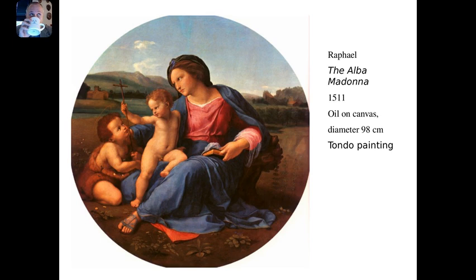We see accurate anatomy, but it's not overly exaggerated like we found with Michelangelo. Once again, he was a synthetic sort of painter. He synthesized the styles of Leonardo and Michelangelo, and then added his own spin on everything to make it a Raphael.